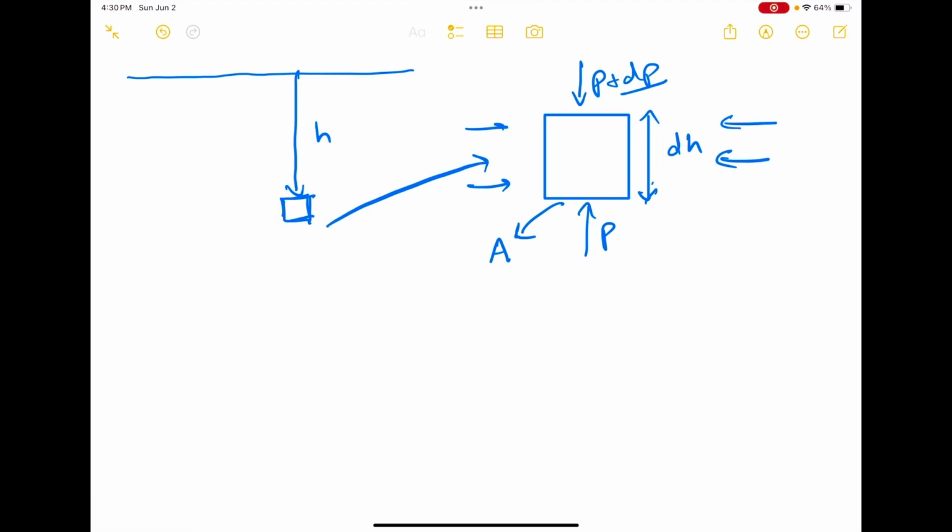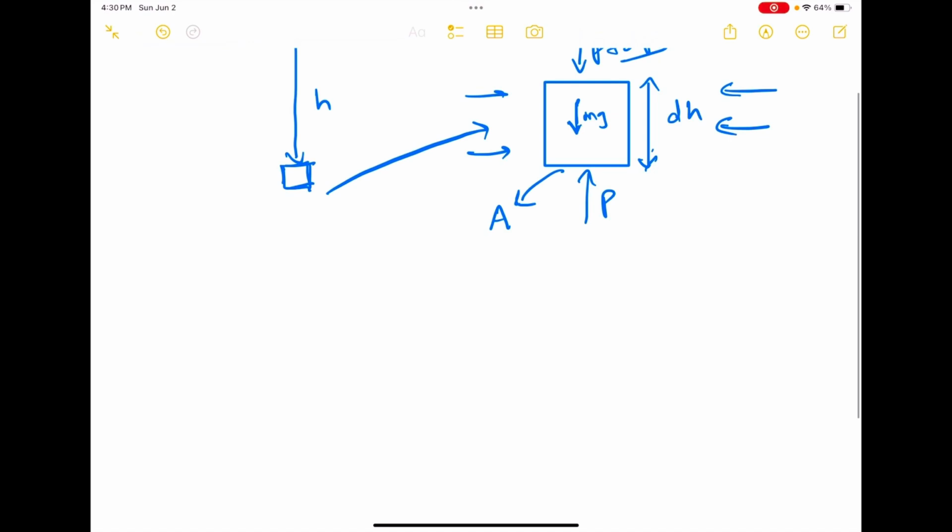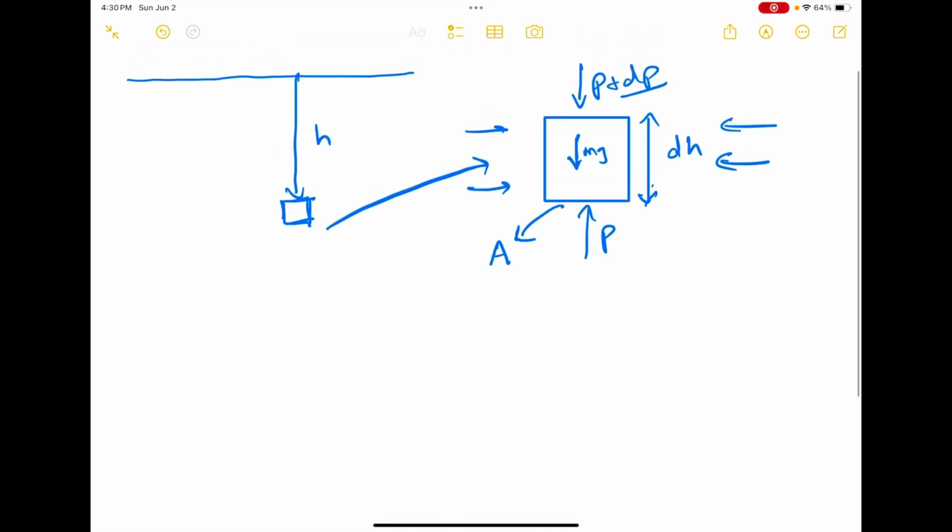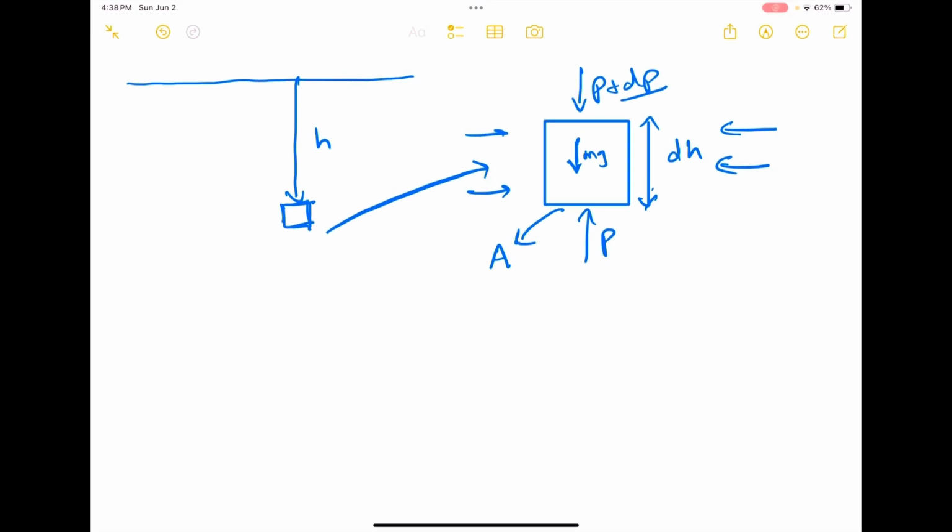Apart from this, there will be a gravitational force mg which will be acting downward on this cubical element. Now we know that this cubical element is static and it's not moving. So all the forces on this cubical element will be in equilibrium. As we discussed earlier, all the forces which are acting sideways on this cubical element will be equal in magnitude and they will cancel out each other. So there will be no net force along the x-axis.